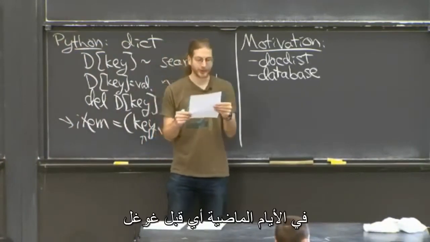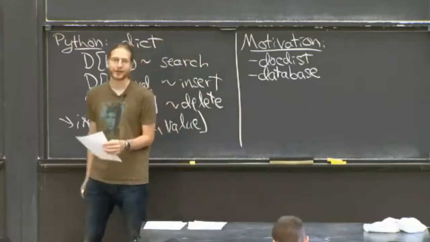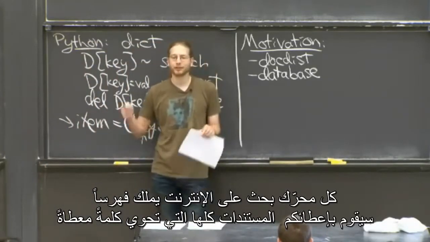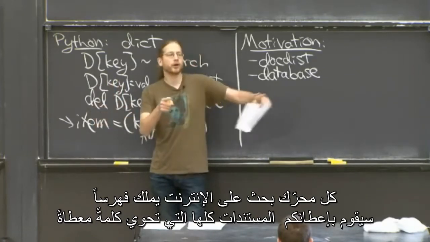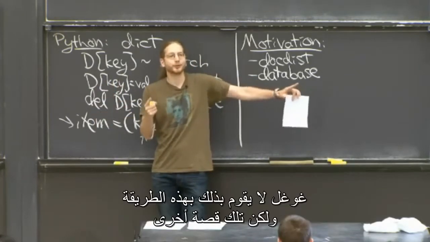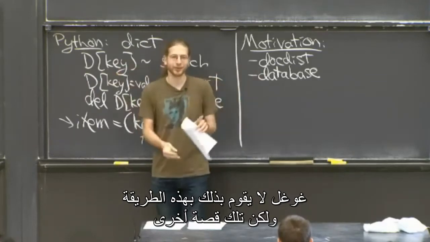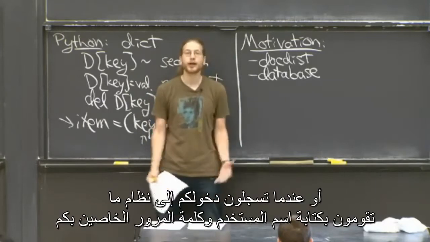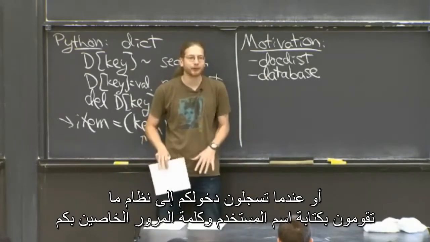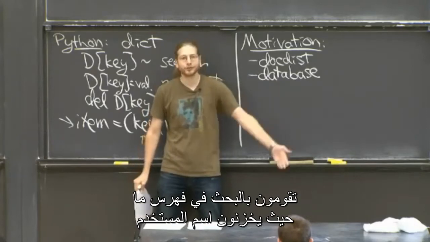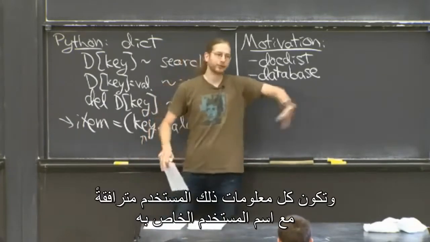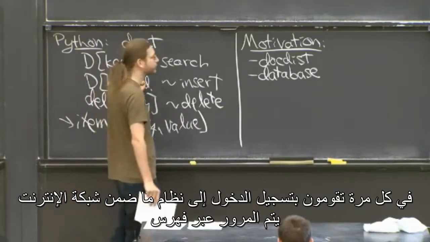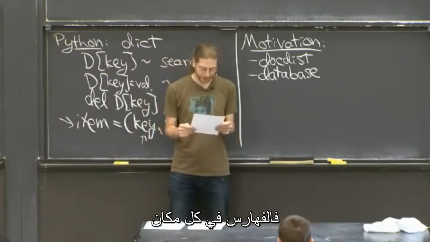What else? In the old days, which means pre-Google, every search engine on the web would have a dictionary that says, for a given word, give me all of the documents containing that word. Google doesn't do it that way, but that's another story. It's less fancy, actually. Or when you log into a system, you type your username and password, you look in a dictionary that stores the username, and associate with that username all the information of that user. Every time you log into a web system or whatever, it is going through a dictionary. So they're all over the place.